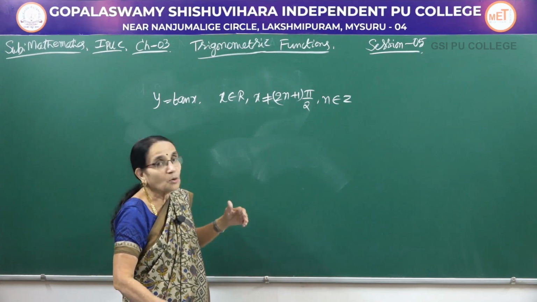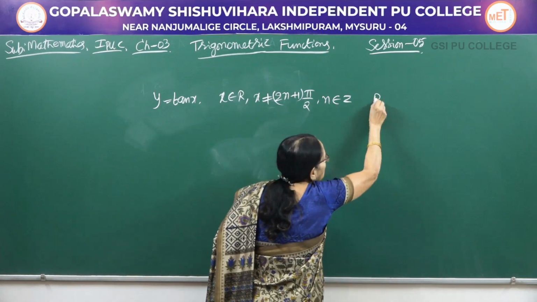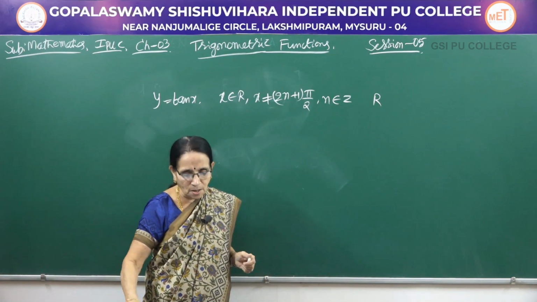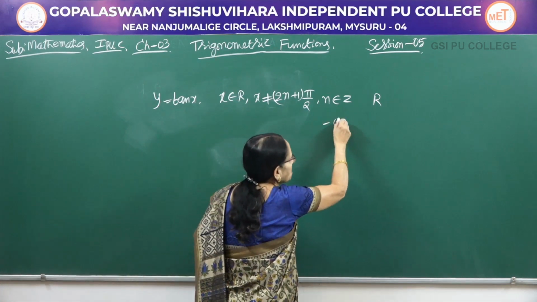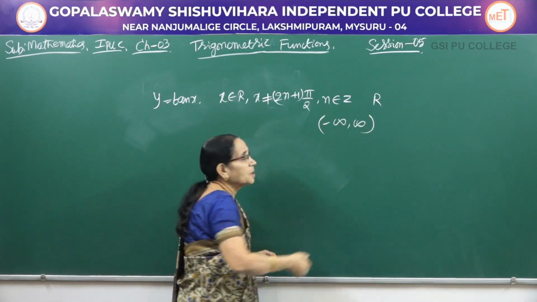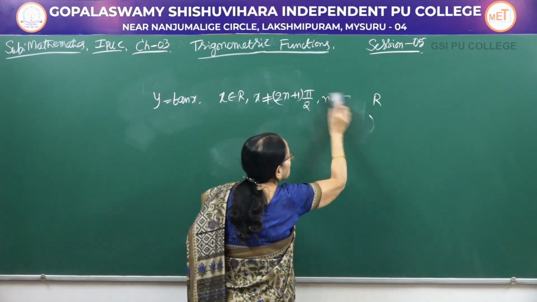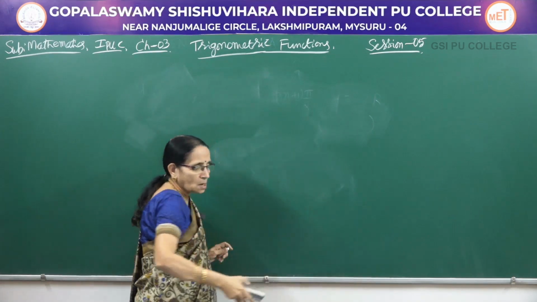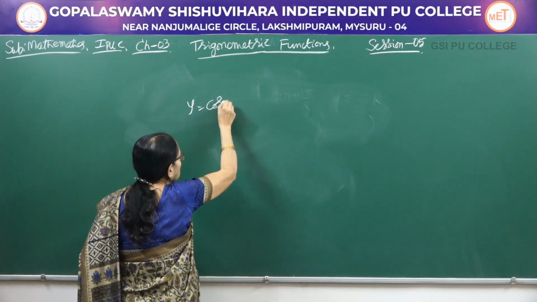Then what would be the value of tan x here? It would be the set of real numbers. That is what I wrote, minus infinity to plus infinity, or you can write it as the open interval, minus infinity, plus infinity. So this information I gave in the previous session. Now let me consider next y is equal to cosecant x.